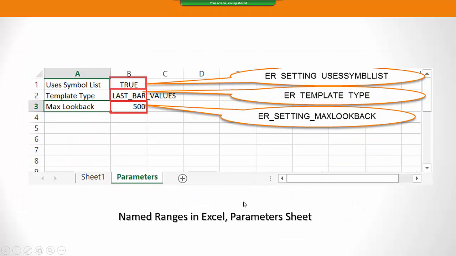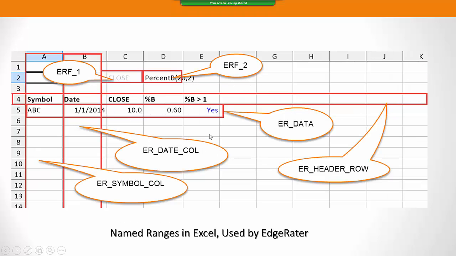And on the parameters sheet, there were 3 values that were important. Uses symbol list. Of course, I got the name wrong in this slide. It should be uses symbol list. I'm sure you will figure that out. And the template type is important. The max look back is important. So basically those are the named ranges that you should be using.